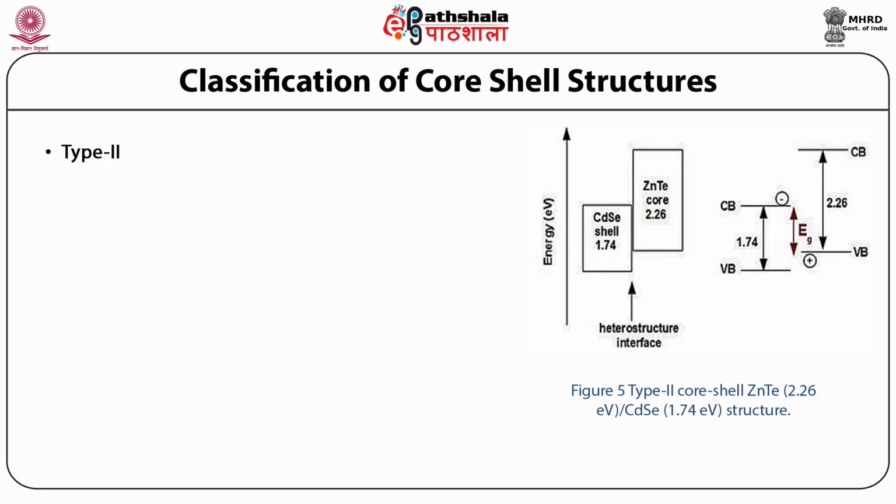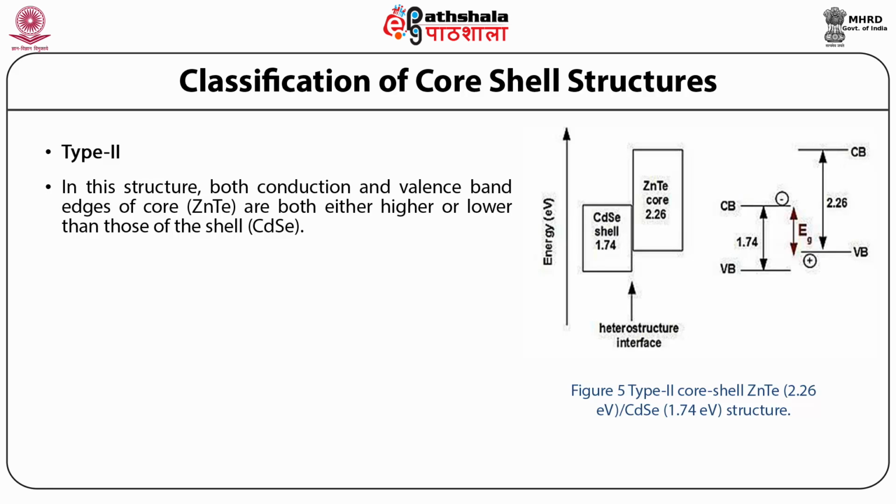Coming on to type 2 core shell structures. In this structure, both conduction and valence band edges of core are either higher or lower than those of the shell. Figure 5 shows a typical example of this case where the band edges of the core, which is the zinc telluride, having a band gap of 2.26 electron volt, are higher than the shell, which is of cadmium selenide, having a band gap of 1.74 electron volt.